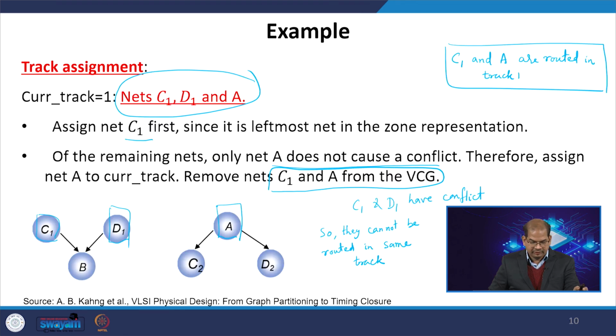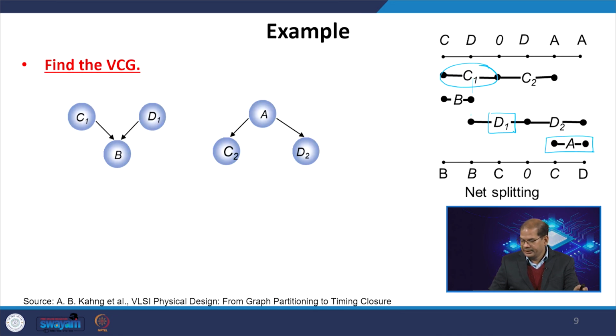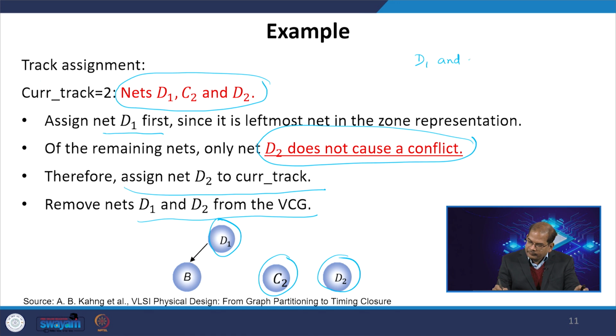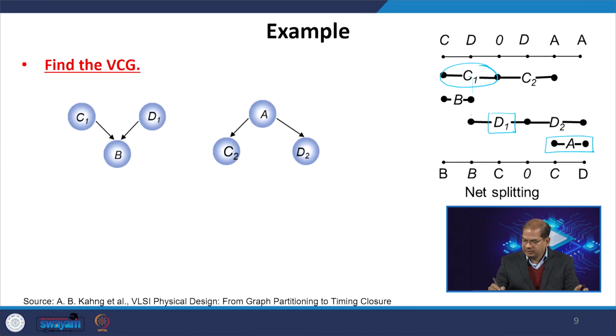Now, D1, C2, D2: D1 and C2 have a conflict, and D1 and D2 have no conflict. D2 does not have a conflict with D1 because both are the same net. Therefore, D2 can be used in the same track. So, D1 and D2 can be assigned in the same track. The conclusion is that D1 and D2 are routed in track 2. Okay. So, D1, D2 are routed in track 2 because there is no conflict, but C2 is not routed as it has a conflict with D1. So, it cannot be routed.